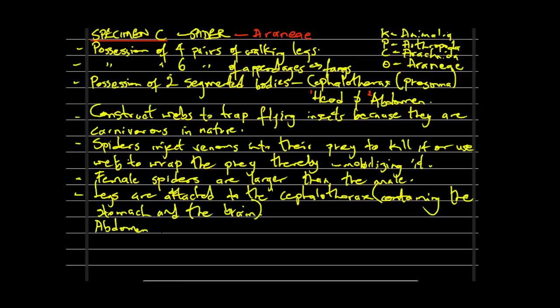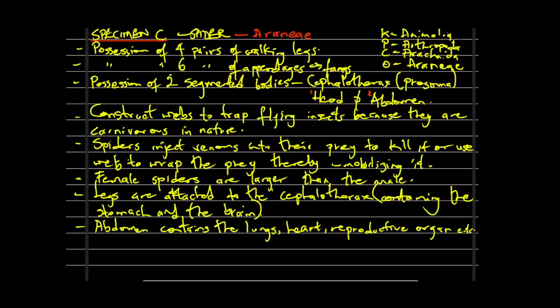Abdomen contains the lungs, the heart, the reproductive organs, etc. So the abdomen contains the lungs, the heart, the reproductive organs, while the cephalothorax, which is the head or the prosoma, contains the stomach and the brain. So that is what the spider is about.